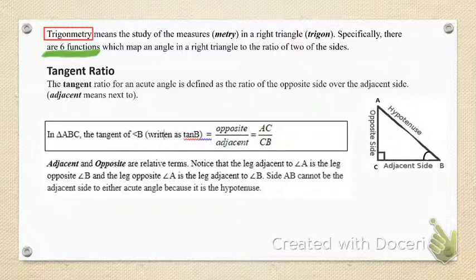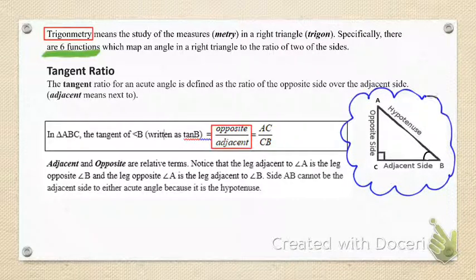The tangent ratio is defined as the ratio of the opposite side over the adjacent side. So what do I mean when I say opposite and adjacent side? Well, I'm speaking specifically of parts of a triangle. So for instance, if you look right here at this triangle, triangle ABC, I'm going to focus on angle B. And in this triangle, angle B, this is the opposite side of the triangle from angle B.